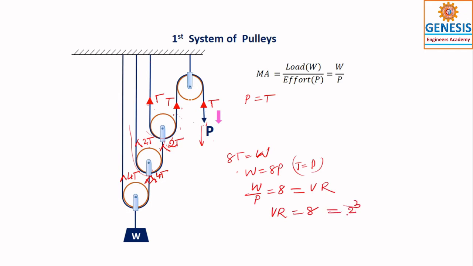That I have to write in terms of 3. That is 2 to the power of 3 is equal to 8. So this 3 is the number of movable pulleys. Out of these 4 pulleys, one is fixed to the roof. The other pulleys are movable, though the string is fixed to the roof. So this is all about the first system of pulleys. First system of pulleys means 2 to the power of n.